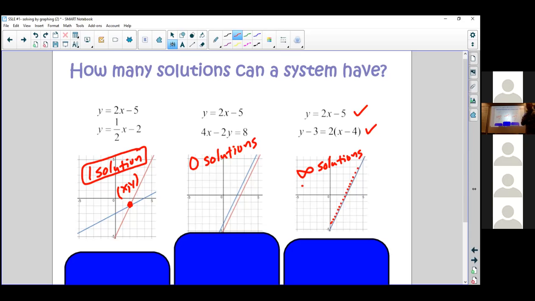So you can either have one solution where the two lines cross. You can have no solution if your two lines happen to be parallel to each other. Or you could have infinite solutions because you graph the exact same line right on top of it. So you have one solution, parallel lines, so they don't cross, or you could have one line on top of the other.